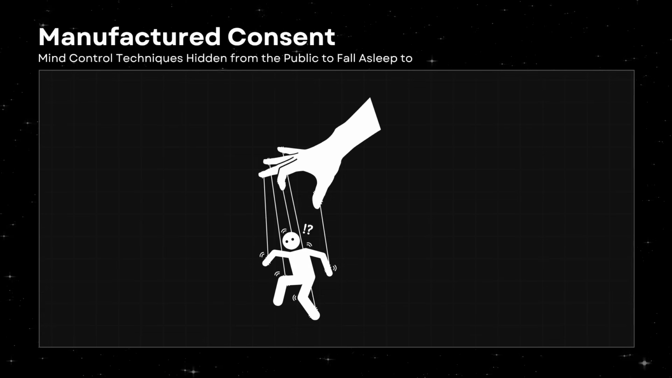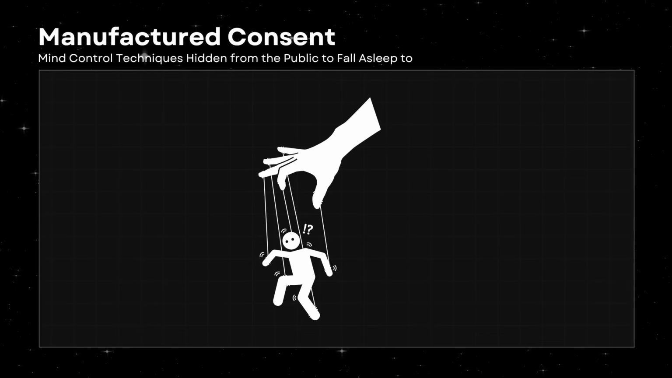Manufactured consent is the process of shaping public agreement by limiting what people see, hear, and know. It gives the appearance of choice, but the range of acceptable views is tightly controlled. People believe they are making informed decisions, but those decisions come from a narrow set of options. The goal is to guide public opinion in a certain direction without using force.